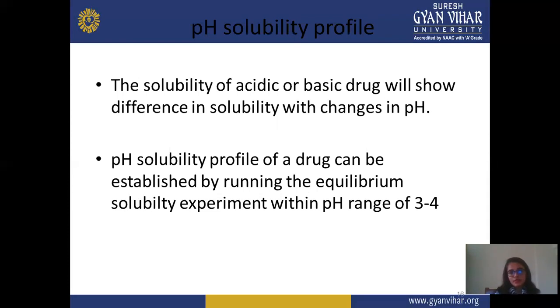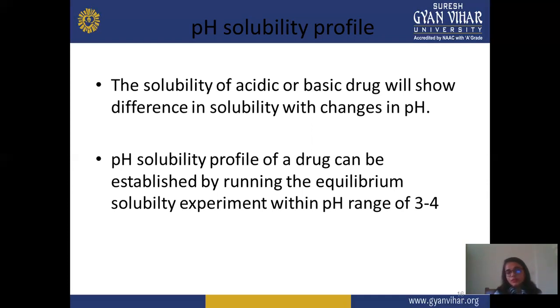Next is the pH solubility profile. In the pH solubility profile, the solubility of acidic and basic drugs will show a difference in solubility with pH change, and the pH solubility profile of a drug can be established by running the equilibrium solubility experiment in the pH range of 3 to 4. This means solubility is not only dependent on temperature and pressure change, but also on the pH range, which pH solvent you use. The solubility of acidic or basic drugs shows a difference with change in pH. When your pH range is different, maybe acidic or basic, then solubility also varies.